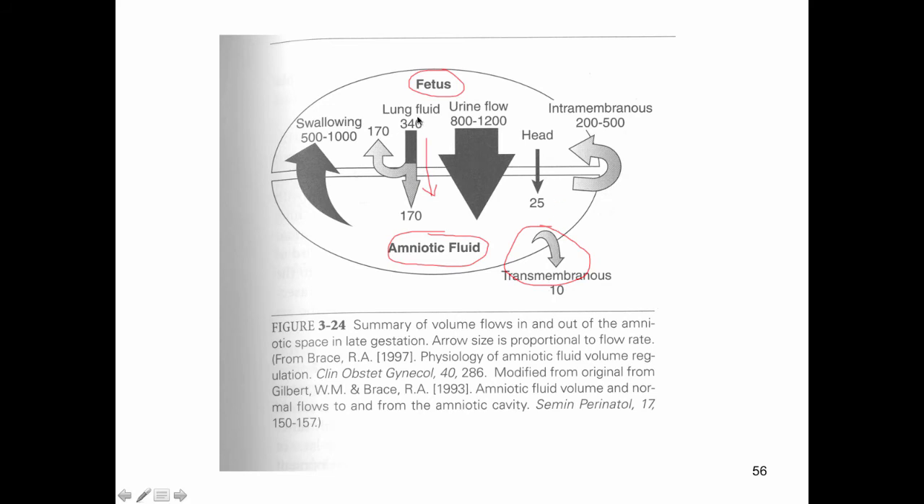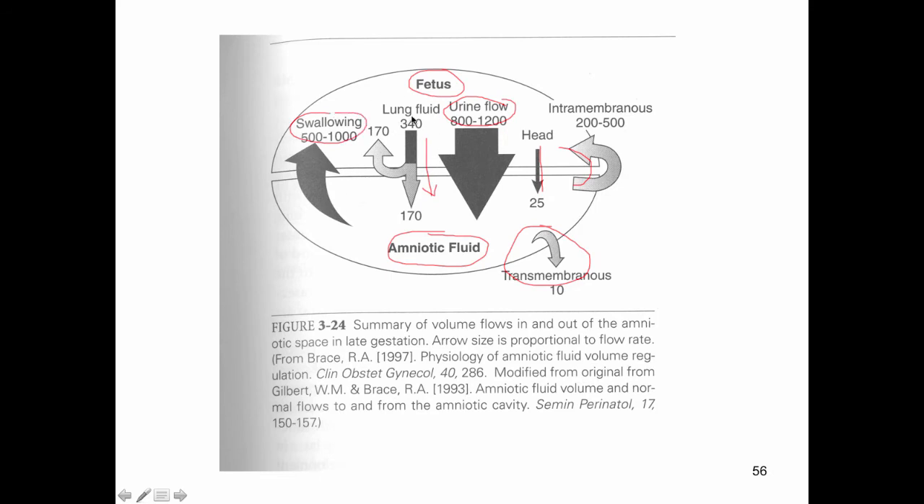So you see that the lungs exchange amniotic fluid to a certain amount. You've got some loss of fluid through the head. You have some absorption of fluid through some of the membrane barriers. But by far, the largest source of amniotic fluid is urine flow, so fetal urine. And the largest source of removal of amniotic fluid is through fetal swallowing.